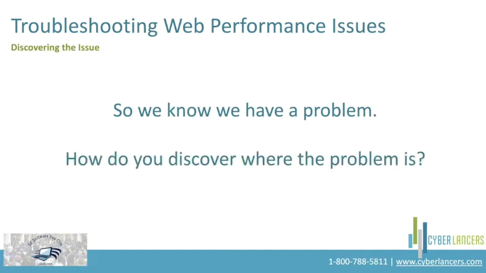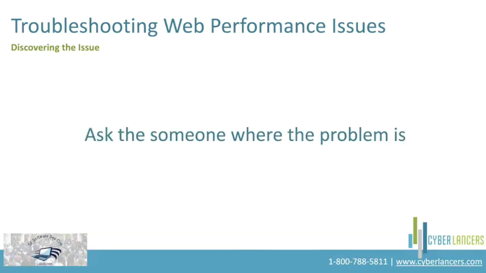So now that we know we have a problem, how do we discover where the problem is? Well, the first way is we can ask someone where the problem is. Unfortunately, I find that this isn't always as straightforward as it seems. I had a performance issue a few months ago where we had just deployed something out to production, and the user started complaining that the site wasn't performing as quickly as they wanted it to. I asked the client, well, where exactly is the problem? And the common response I usually get is, well, I don't know.